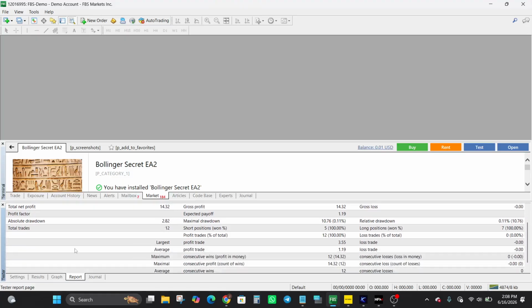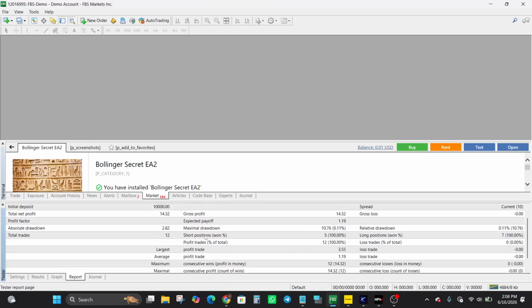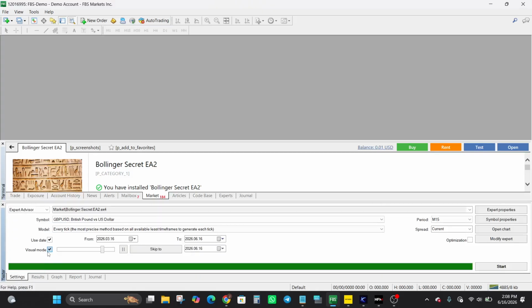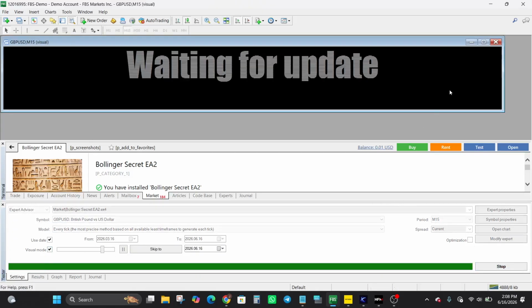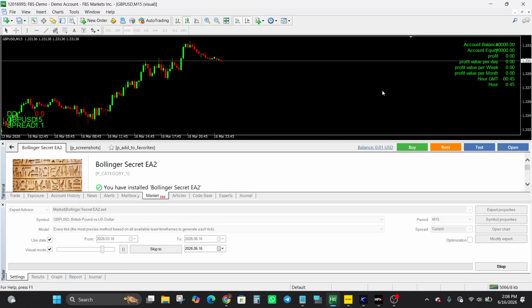The total trades taken were 12, out of which all of them were profitable. Largest profit was 3.55, average profit was 1.19. So we are just going to also look at the EA in action right now. I'm just going to turn on the visuals so we can see the EA being displayed.